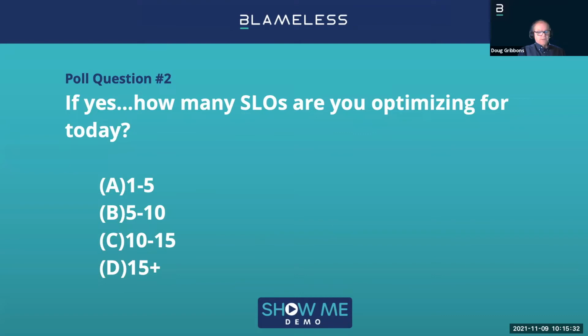A couple more seconds. So Crystal, how are we doing? What do we got? So we have 1 to 5, 50%, 5 to 10, 25%, 15 plus, 25%. Wow, 15 plus. That's really advanced. So that's impressive. Very good.